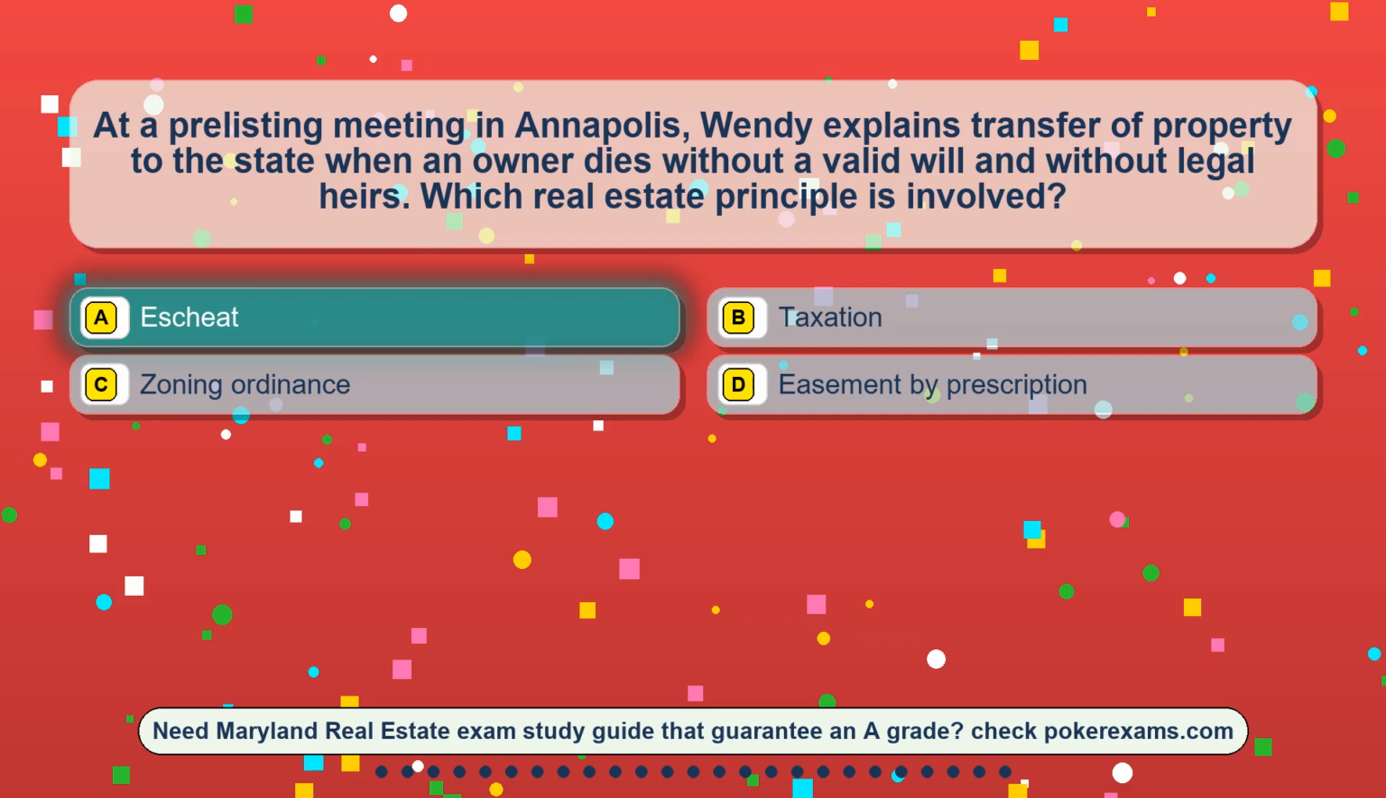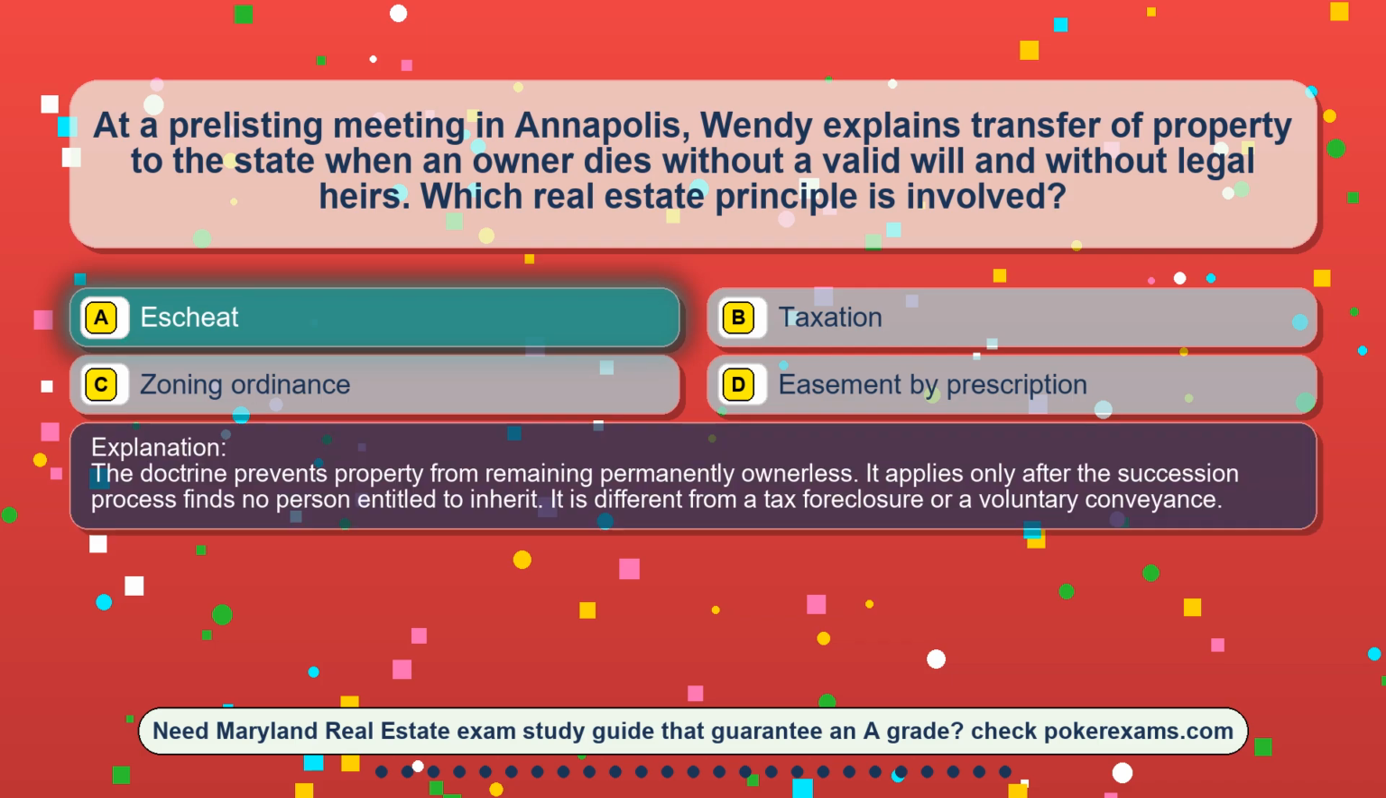The correct answer is option A, escheat. The doctrine prevents property from remaining permanently ownerless. It applies only after the succession process finds no person entitled to inherit. It is different from a tax foreclosure or a voluntary conveyance.